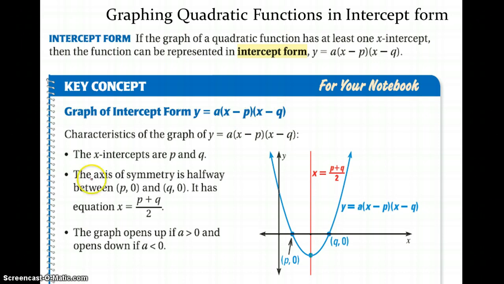In order to find the axis of symmetry now, we have another formula for you to memorize: x = (p + q)/2. Same rules apply for the a. Shall we graph? Yes, let's graph.